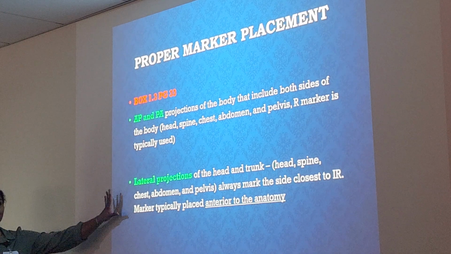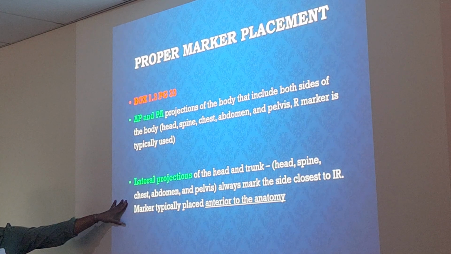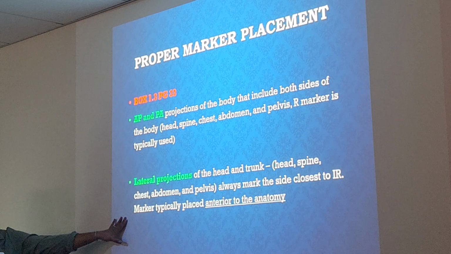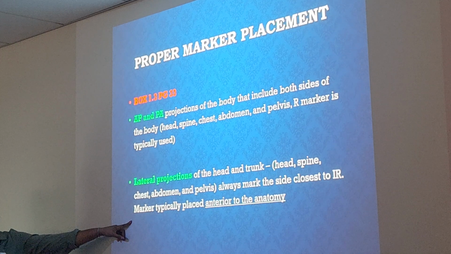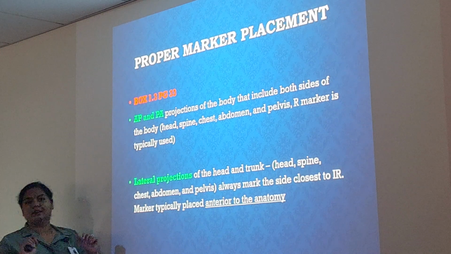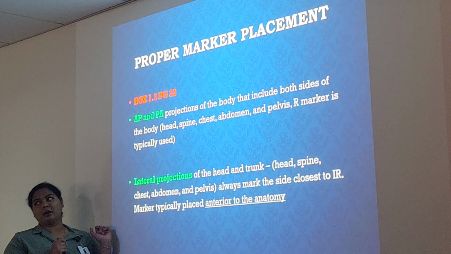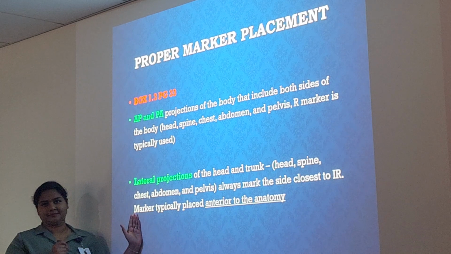Lateral projections of the head and the trunk, which shows both sides of the body. What's the rule for the lateral x-rays? Whatever is touching the IR. So markers are typically placed anterior to the anatomy. So if we do a lateral chest x-ray, which side are we going to mark? The left, and where are we supposed to put the marker? In the front.